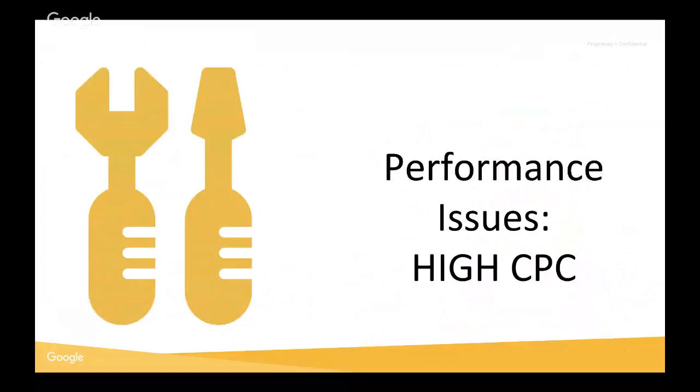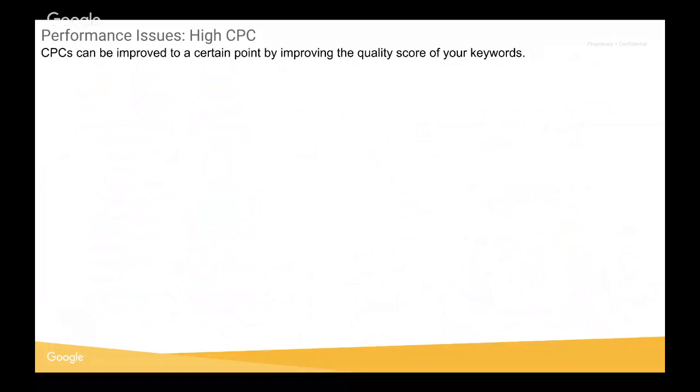Performance issues: high CPC. Oftentimes we get questions like, my CPC is way too high, I want it to be lower. One thing to bear in mind: CPCs can be improved to a certain point by improving the quality score of your keywords. However, beyond a certain point, CPCs are dependent on the market level bid. If competitors are bidding much higher, then CPCs are going to be high for the market. But where you can work on it is with the keyword quality score ranges.